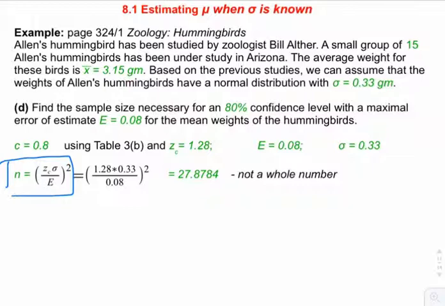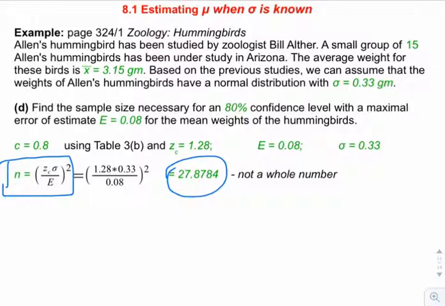So here's the formula from the previous video, which we derived. So n is the square of this quotient. The quotient has z_c sigma in the numerator and the error E in the denominator. So again, check that you get this same 27.8784, etc., when you calculate this with your calculator.